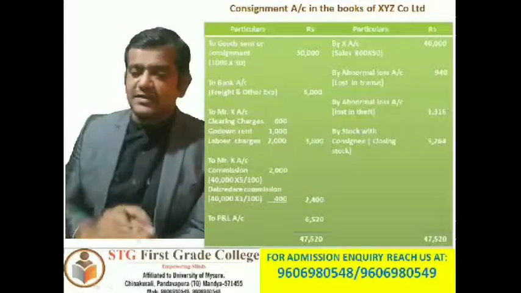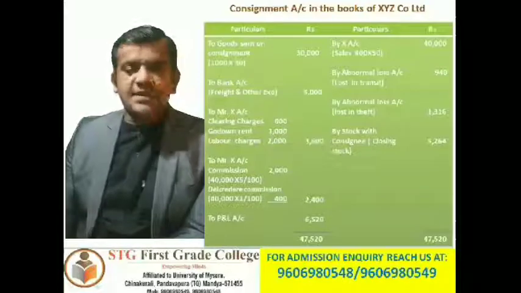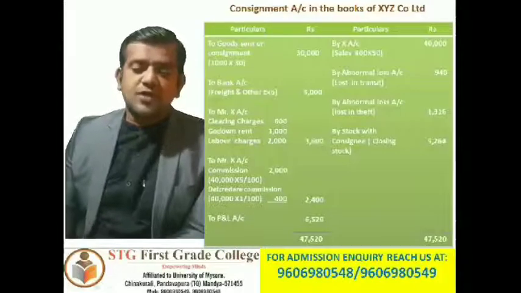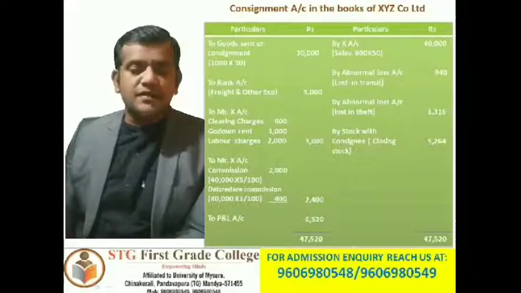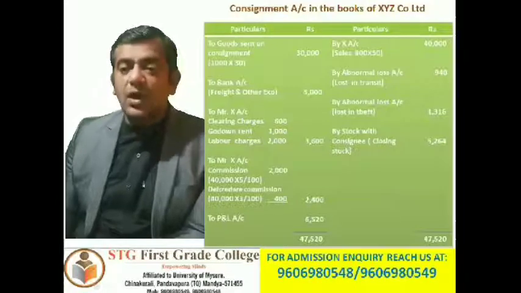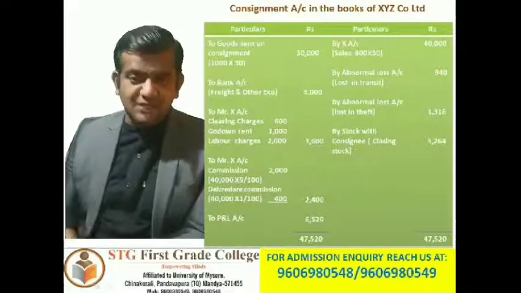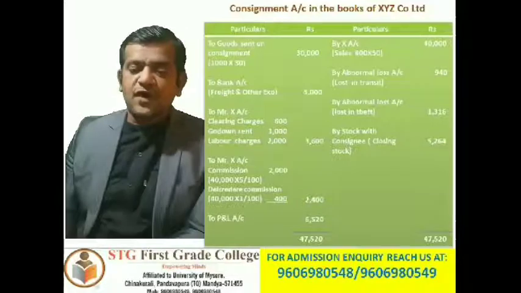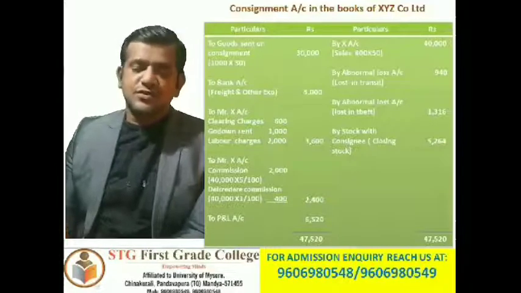Now let us come back to Mr. X account, commission. Open the bracket and write 40,000 into 5 by 100, because sales is how much? 40,000. So into 5 by 100, that equals 2,000.